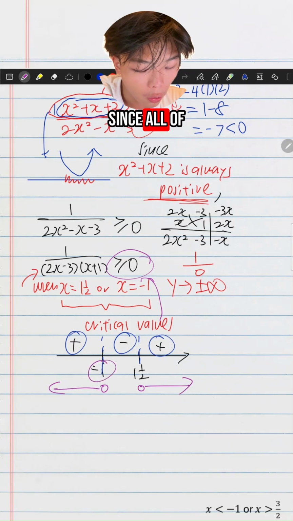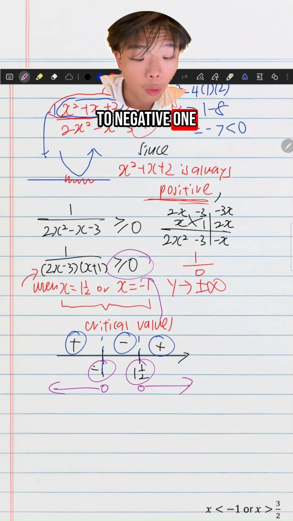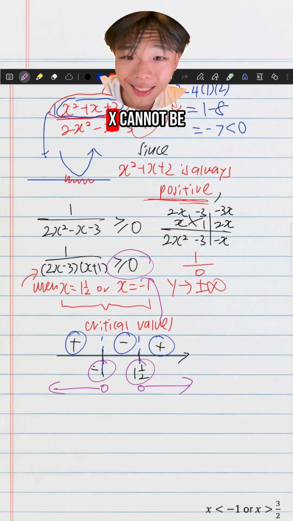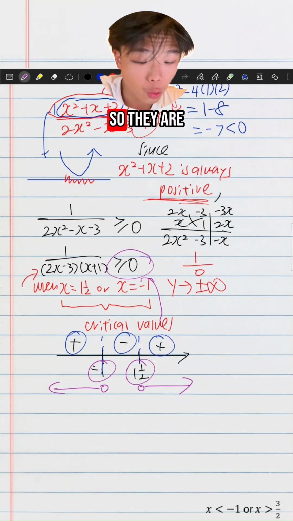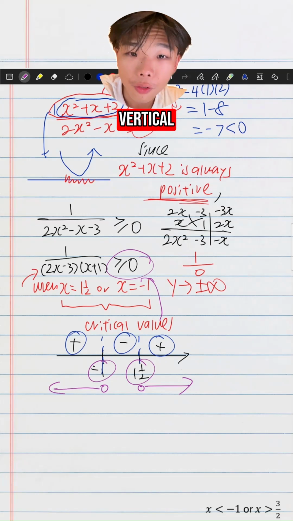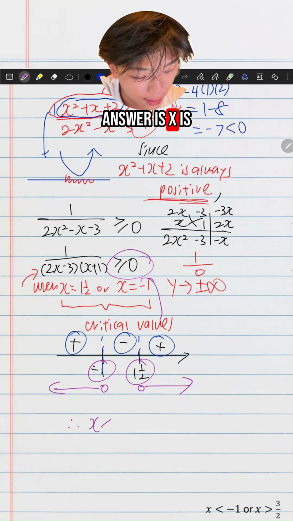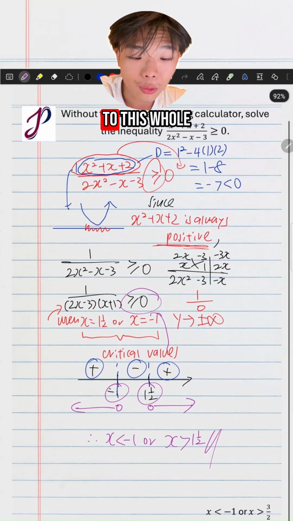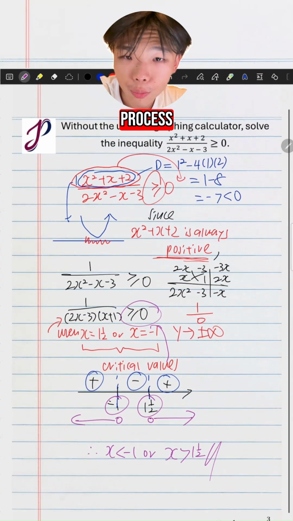But take note, since x equals negative 1 and x equals 1.5 are vertical asymptotes, we do not include them in the answer, because x cannot be those values in the first place. So they are non-inclusive for vertical asymptotes. Therefore, the answer is x is lesser than negative 1 or x is bigger than 1.5. And that's the final answer to this whole question and the thought process behind it.